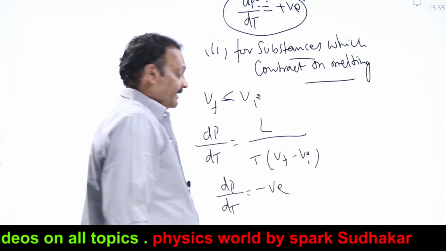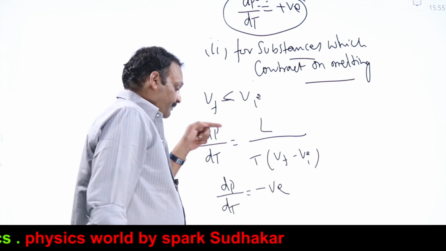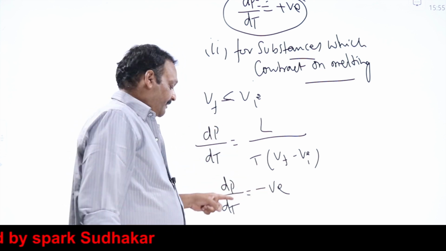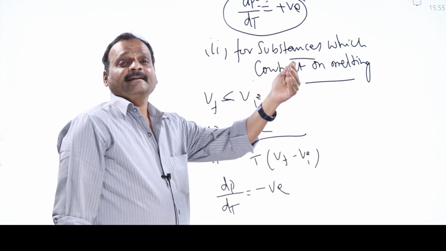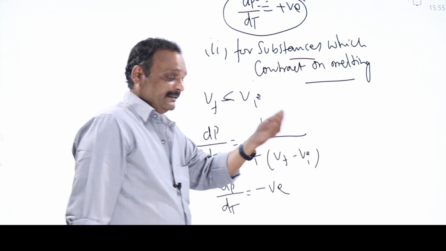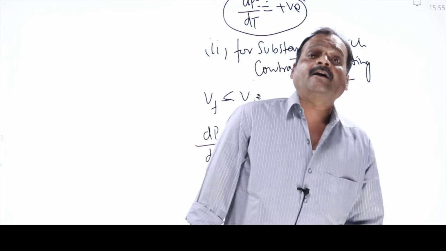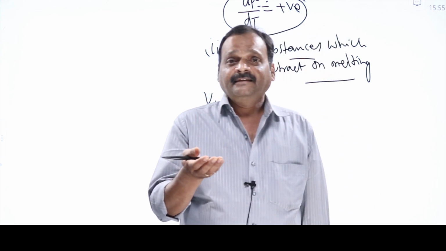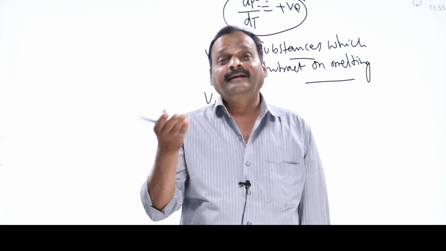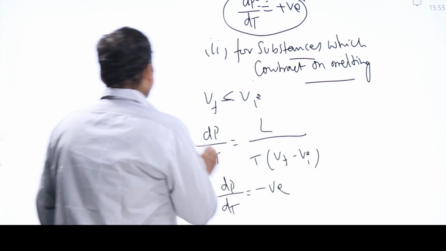Okay, dP by dT is negative implies what? When you increase pressure on the substance at melting point, its melting point decreases. When you decrease pressure, melting point increases. Decreasing pressure means this effect will be on the opposite side. What are the examples? Ice we can give. Bismuth, gallium, etc.